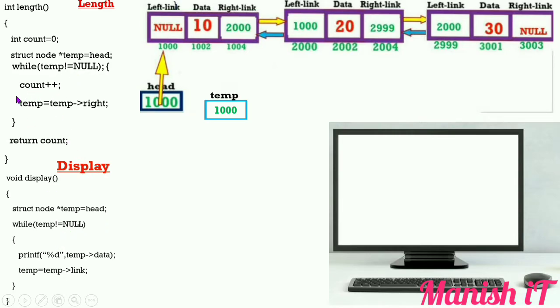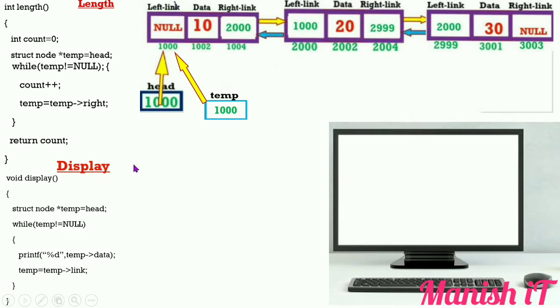But what is the thing here? Instead of count++, I have written printf %d temp->data. So it prints all the values, and after that temp starts pointing to the next node, but here it is not returning any value. Why? Because our display function is void type, so there is nothing to return. But the length function is integer type, so it returns whatever value is stored in count. So there are only two differences.